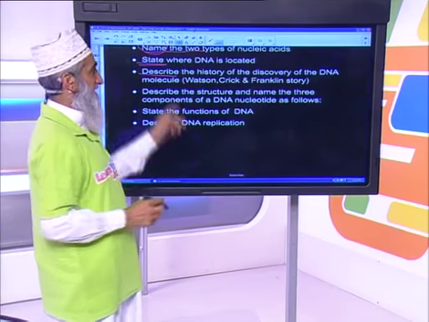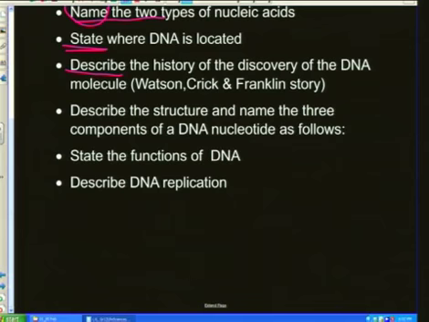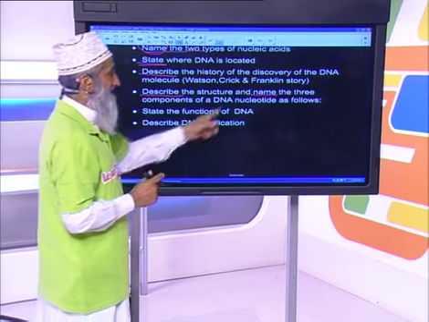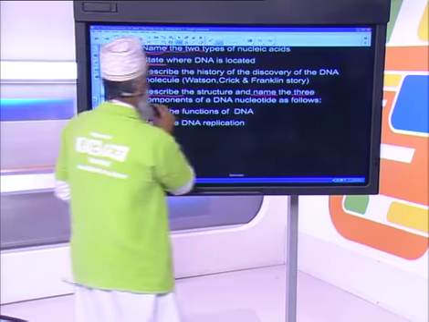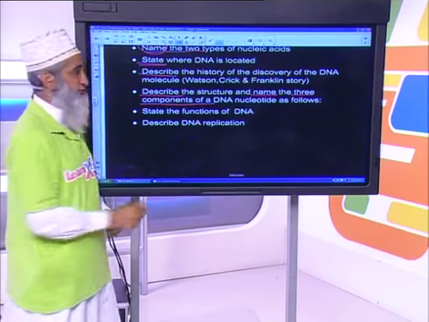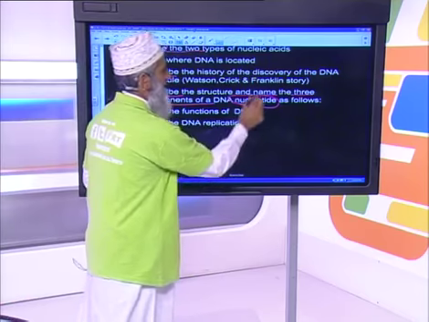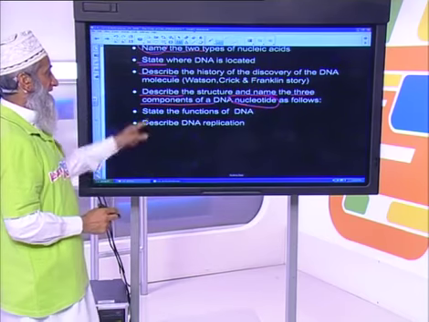Describe the history of the discovery of the DNA molecule, the Watson, Crick, Franklin story. What happened? How was this molecule discovered, etc.? Again, describe the structure and name. Look at that now. In the one sentence, you're getting two action verbs. Describe the structure. In other words, you're going to tell us what the structure is, and name the three components of a DNA nucleotide, a big word there as well. We'll talk about that a little bit later.